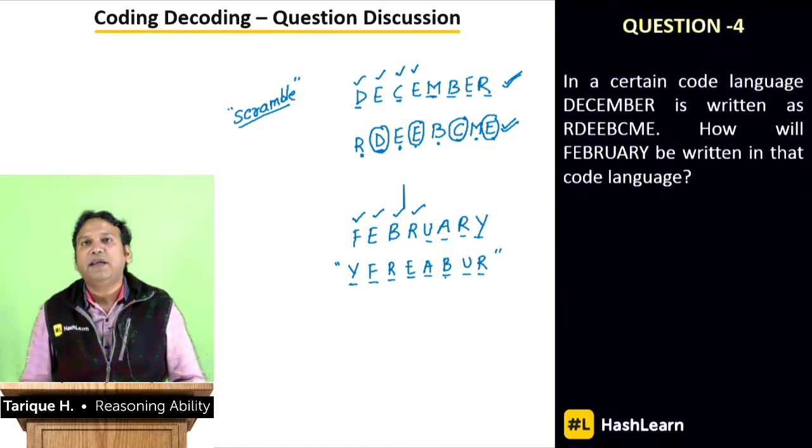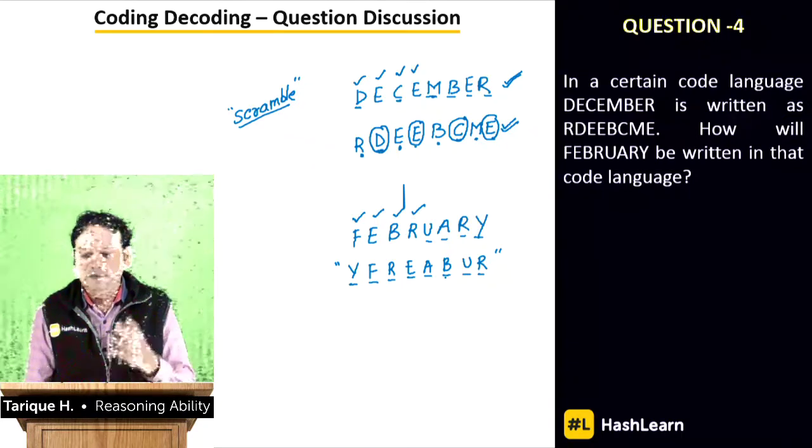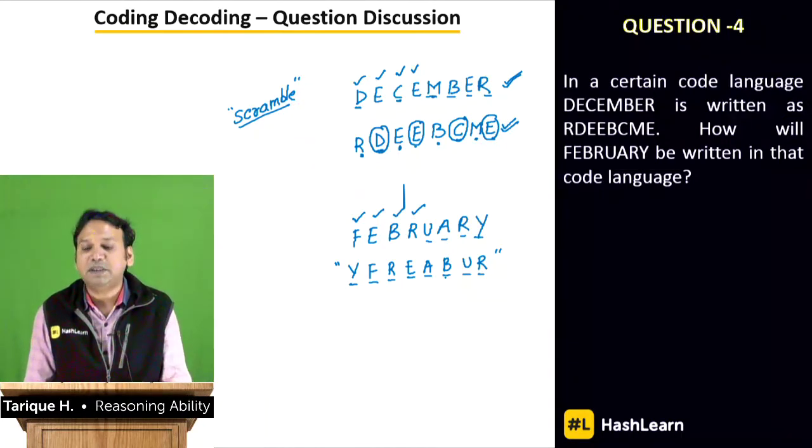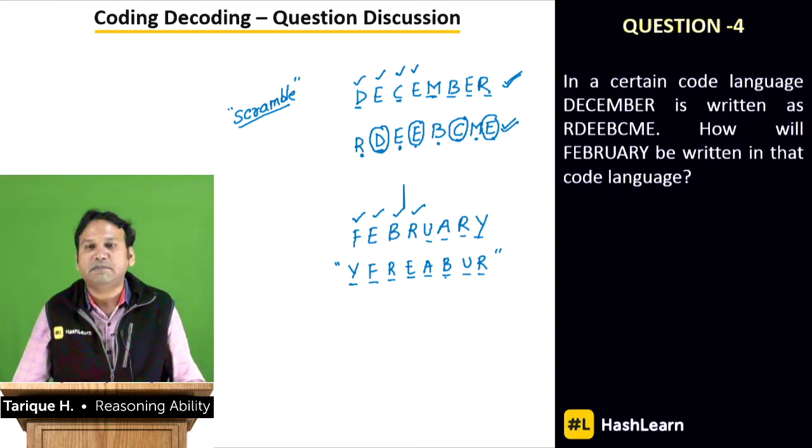YFREABUR is the code. So question number 4: if December is coded as RDEEBCME, then February will be coded as YFREABUR. That's the answer for question number 4, students.